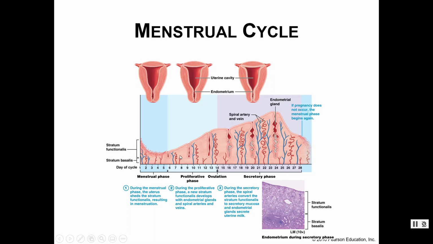And this is what it all kind of looks like. So the menstrual phase, okay, we've shed the functionalis layer. Again, day 1 through 5. Once we finish, day 6 through 14, we are proliferating. We are growing a new functionalis layer.